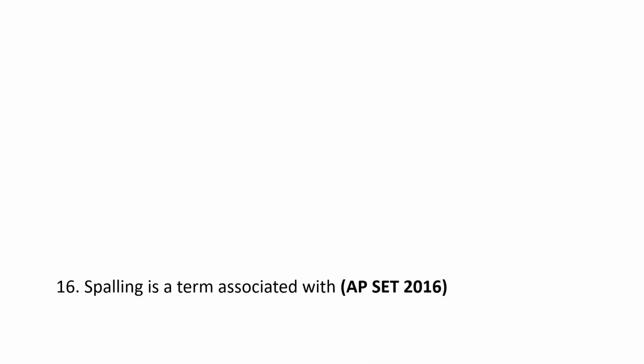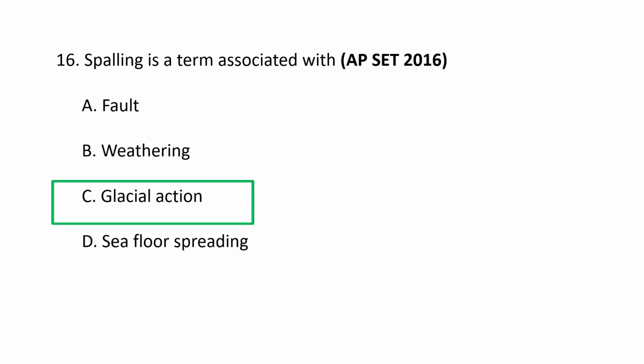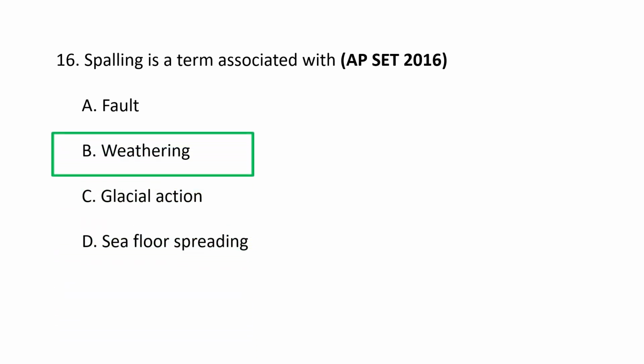Next question. Spalling is a term associated with A. Fault, B. Weathering, C. Glacial action, and D. Seafloor spreading. Spalling is a term associated with weathering, specifically a mechanical weathering process where fragments or sheets of rocks or concrete flake off the surface due to various stresses like freeze-thaw cycles, thermal expansion and contraction, and pressure changes.